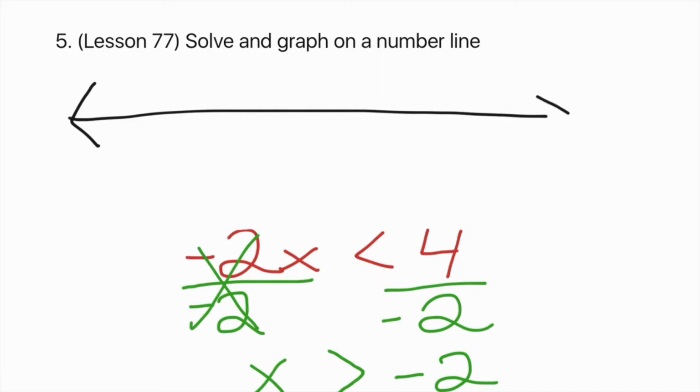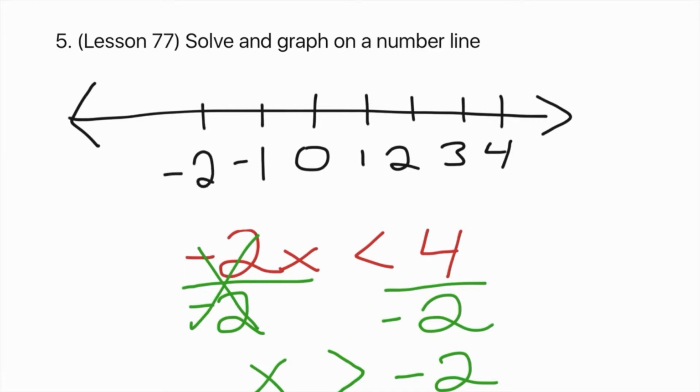So here's our number line. I always like to start with 0 and then do a few numbers over on the right. So 1, 2, 3, 4. And then some on the left, negative 1, negative 2, negative 3. So since x is greater than negative 2, that means we need to put an open circle around negative 2. And then our solution is all numbers greater than negative 2. So that means I need to have my arrow pointing to the right to show all numbers greater than negative 2.